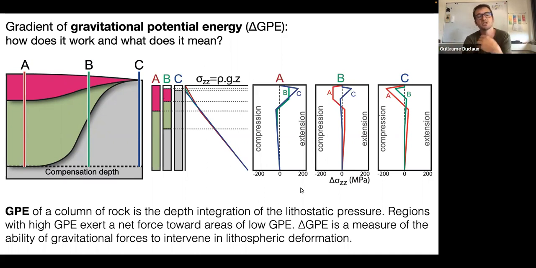And the regions which have a high GPE will tend to exert a net force towards the places which have a low gravitational energy. So here in this system in 2 dimensions, where you've got your asthenosphere rising to the surface, it is relatively low density compared to the lithospheric mantle here. It's going to push the system toward B here.